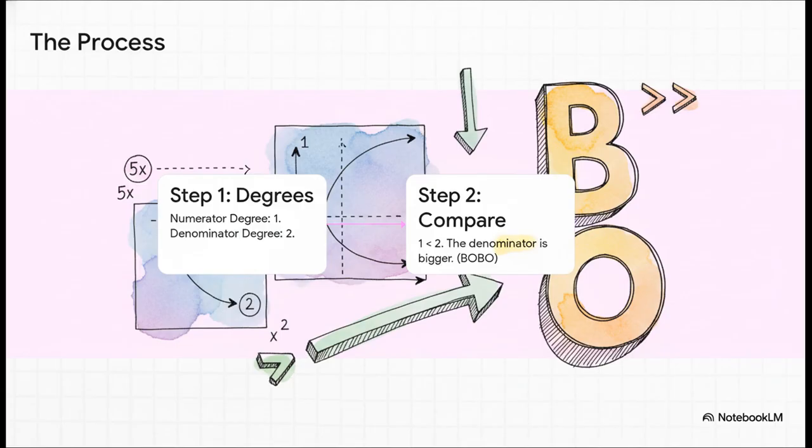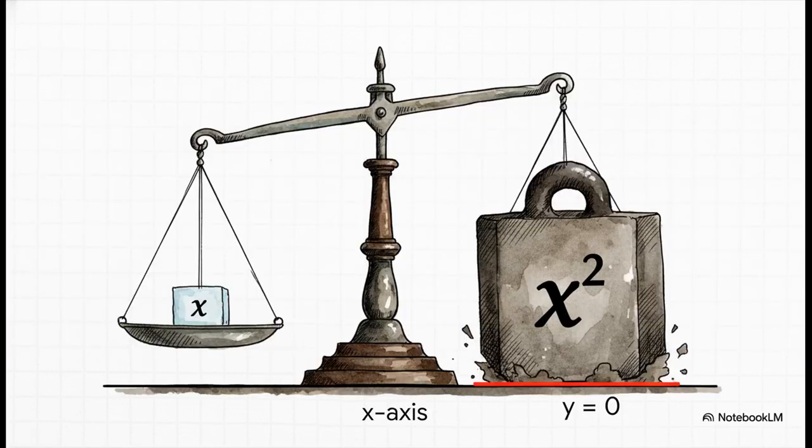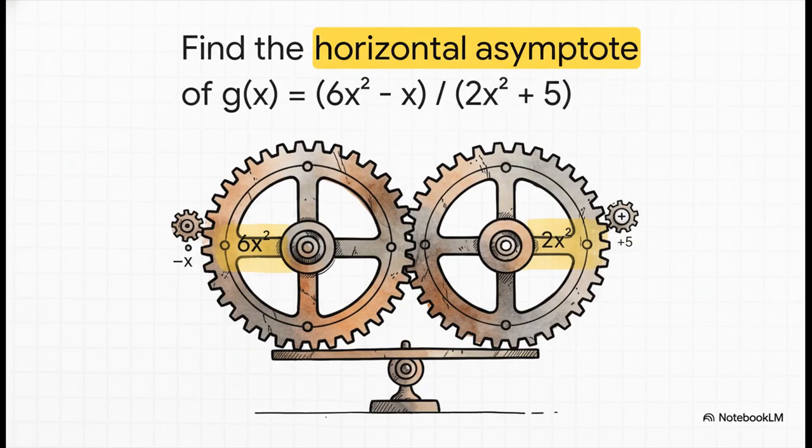Okay, let's follow the process. Step 1, we find the biggest exponent on the top and bottom. On top, it's just x to the power of 1. On the bottom, it's x squared, so a power of 2. Step 2, we compare them. 1 is definitely less than 2. The bottom is bigger, which means we have a classic BOB case. And because it's bigger on bottom, the answer is just y equals 0. The x-axis is our asymptote. Simple as that.